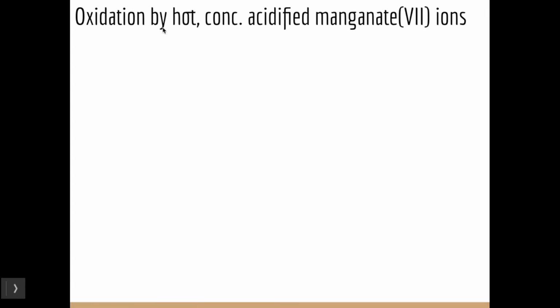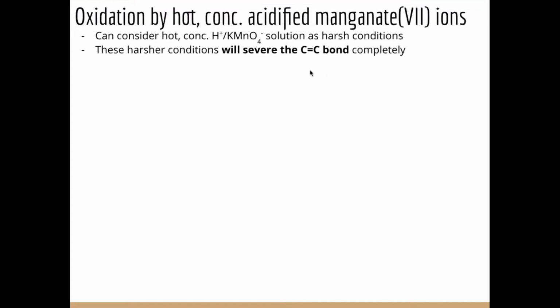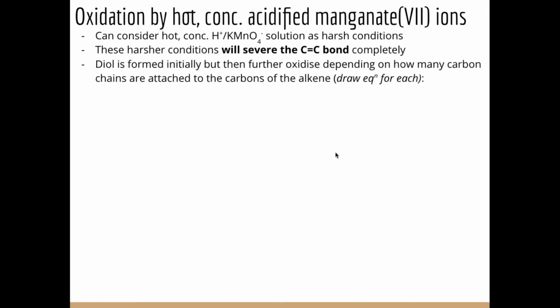So now let's look at our harsh conditions where we've got hot and concentrated as opposed to cold and dilute. Same acidified manganate, that's our oxidizing agent, it's the same. We just have hot and concentrated, harsh conditions. So in this instance, we do have sufficient reaction conditions to sever the carbon double bond carbon. And our products will depend on what kind of alkene we have.